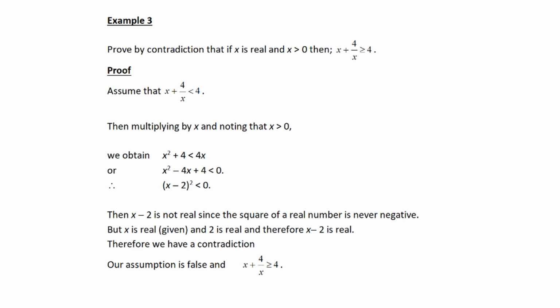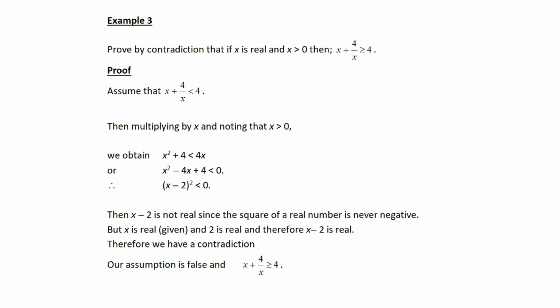So here's another example. I've taken this one actually from your booklet, and it's fairly similar to the one we've just done. Prove by contradiction that if x is real and x is greater than 0, then x add 4 over x is greater than or equal to 4. Now, even though it doesn't look much like the last example, because the last example was a quadratic, we can actually use exactly the same method because we can turn this one into a quadratic.